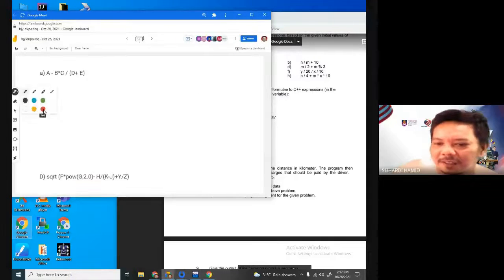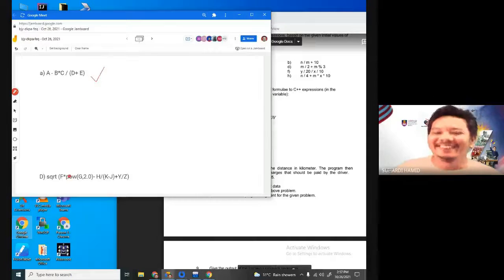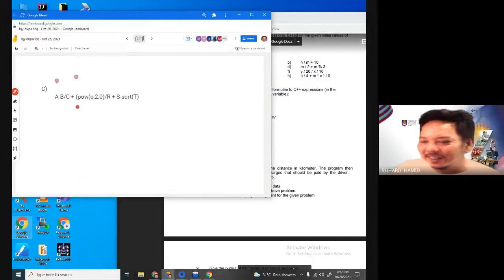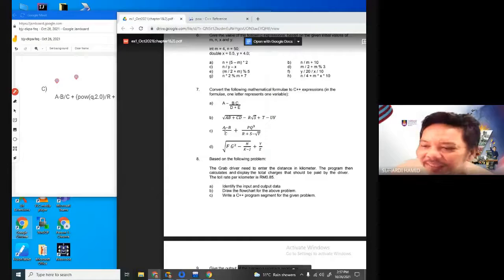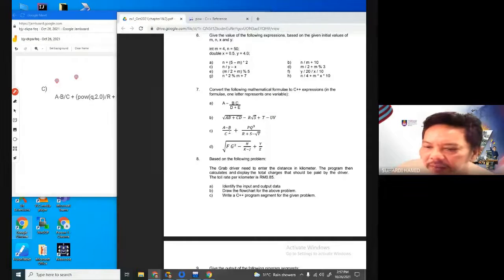Let's change the color to red. Correct. Let's go over to the next one. This is C. What is C? A minus B divided by C plus PQ cube over R plus S minus square root of T.